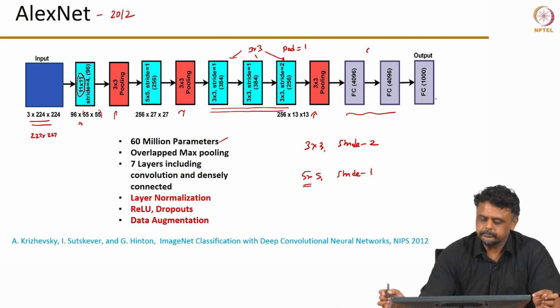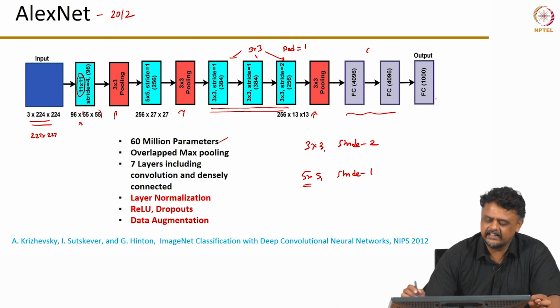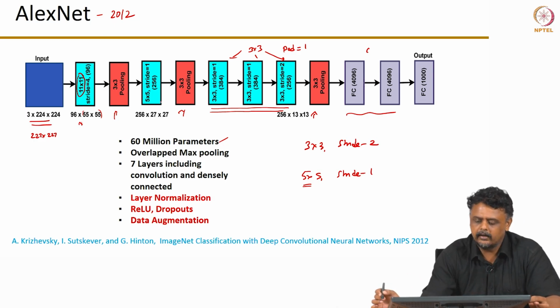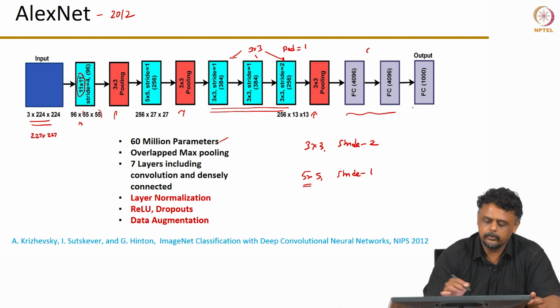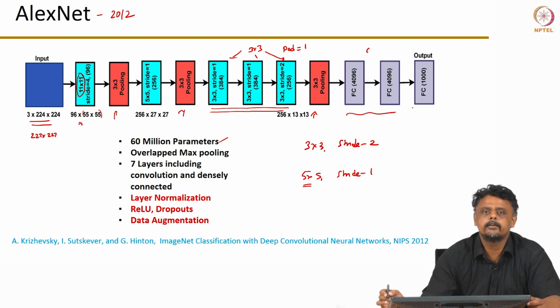So, a pretty deep network at about 7 layers. If you count, it is about 5 convolution layers and about 3 max pooling layers. Typically about 7 layers, which included convolution as well as the densely connected layers. If you just count the convolution plus the fully connected layers, you will have about 7 of them.